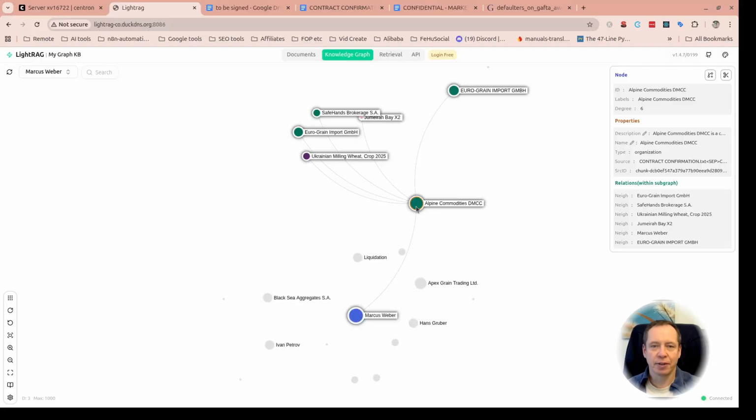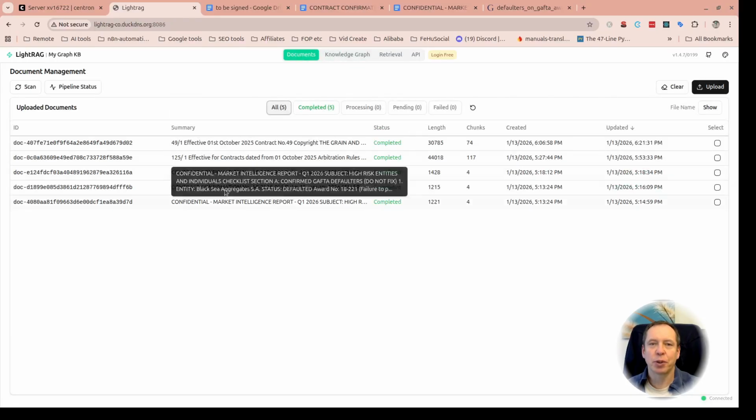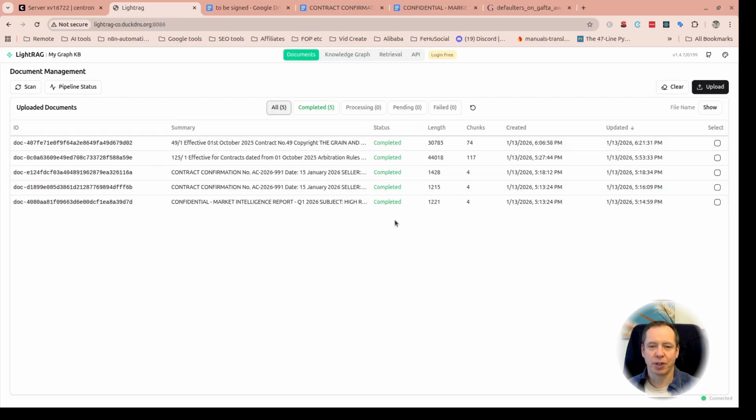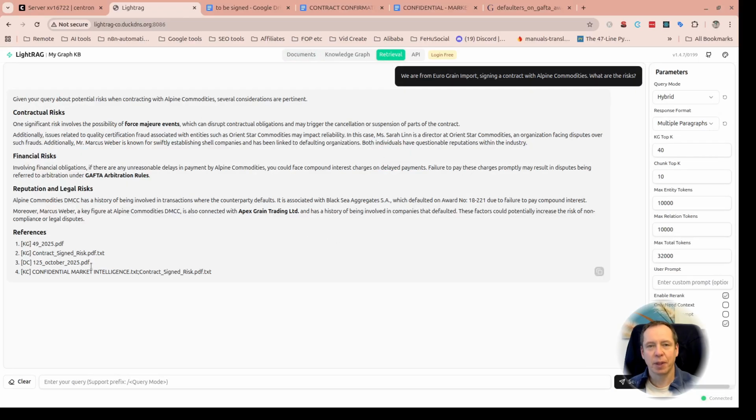Those concepts are semantically distant, even if they are factually linked. LightRAG solves this. It uses a graph-enhanced approach. It separates the local context, specific details about the wheat, from the global context, the network of directors. When we ingested the files, LightRAG autonomously extracted entities: people, companies, statuses. It built the edges between them. So when we asked about risk, it traversed the graph from Alpine to Marcus, then to Apex, then to default.